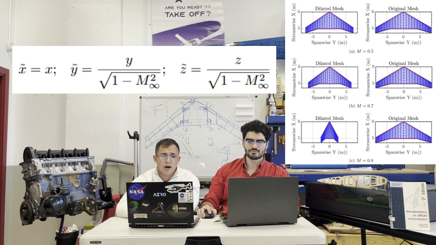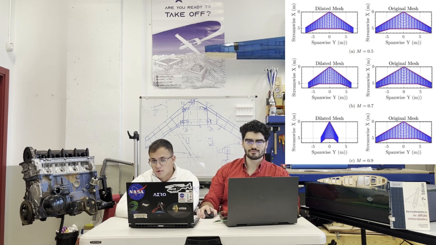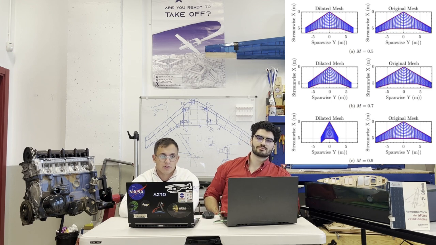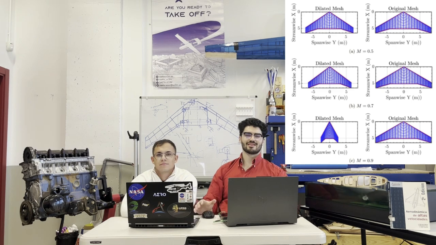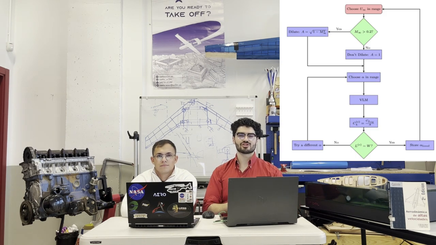To illustrate how compressibility affects our numerical models, here's the evolution of the wing mesh for an increasing Mach number. First of all, you will notice that at Mach 0.5, the wing geometry remains largely unchanged. But when we increase to Mach 0.7, the spanwise direction starts to contract, and this is highly noticeable for higher Mach numbers, as you can see for Mach 0.9. Let's briefly go over the logic that was used in order to get these results.